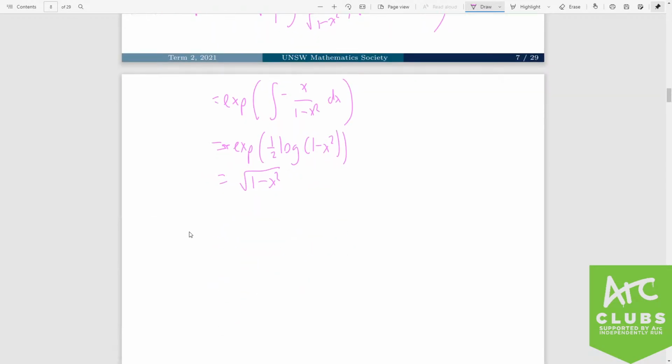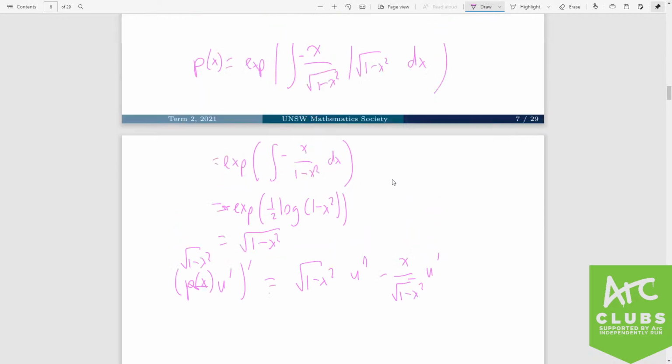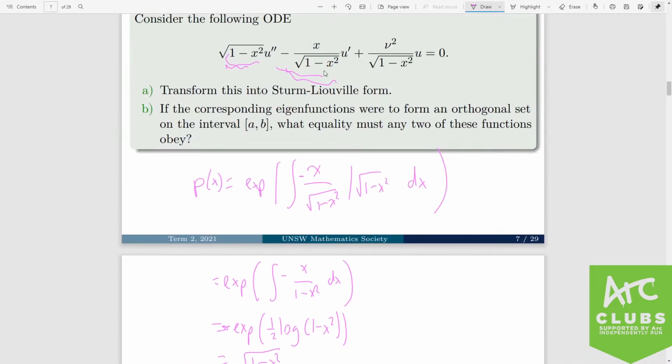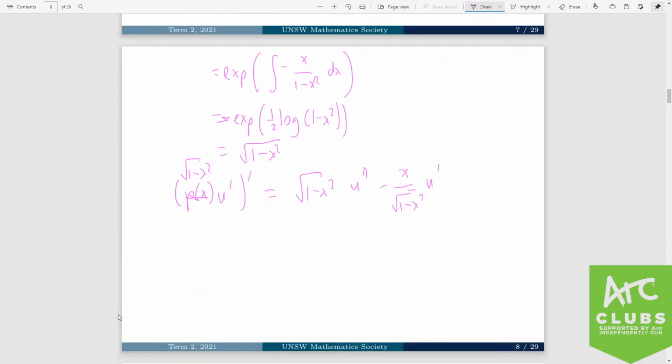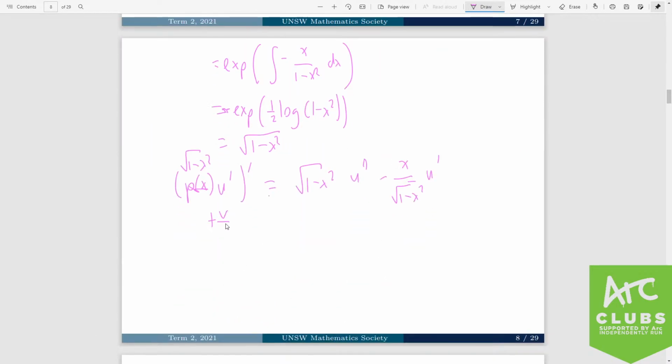So then to transform it into Sturm-Liouville form, we find this derivative of square root of 1 minus x squared times u dash. So that's equal to square root of 1 minus x squared u double dash, plus we differentiate this bit, so that becomes minus x over square root of 1 minus x squared. There's a 2 here and a 2 on the bottom, which cancel out, and then u dash. And once again, this is our second term, which is nice. So we don't have to do any rearranging. We just have to add the final term.